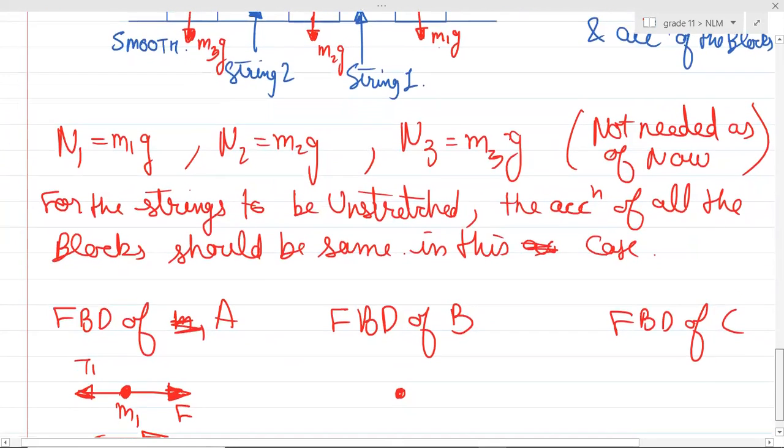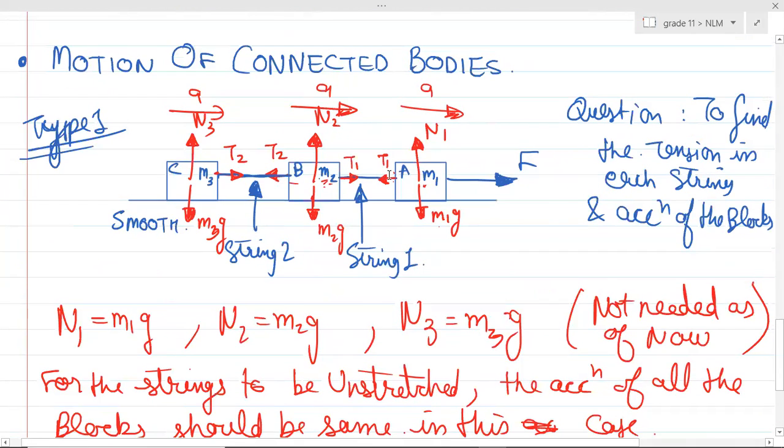The tension one should be equal to the force. Can you see tension one is acting towards left? If I have a string over here which I'm pulling with a force F, then the tension in this string will be F. Okay? For body B, T1 will be equal to F.